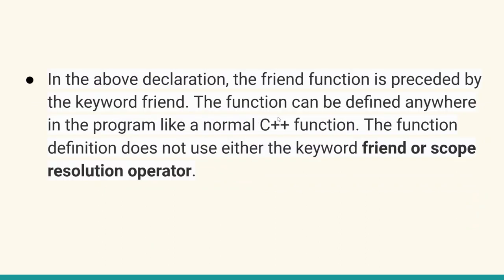In the above declaration, the friend function is preceded by the keyword friend. The function can be defined anywhere in the program like a normal C++ function. The function definition does not use either the keyword friend or the scope resolution operator.